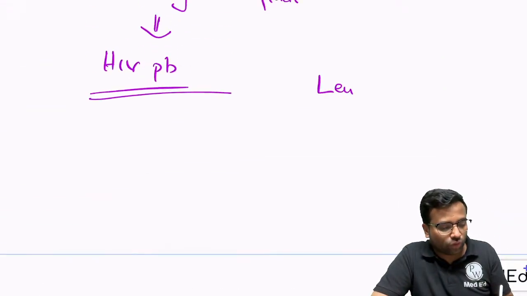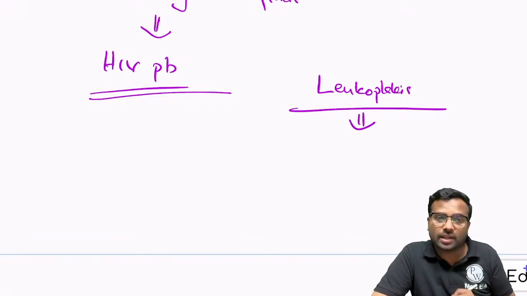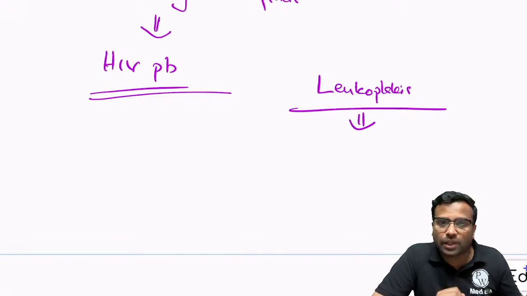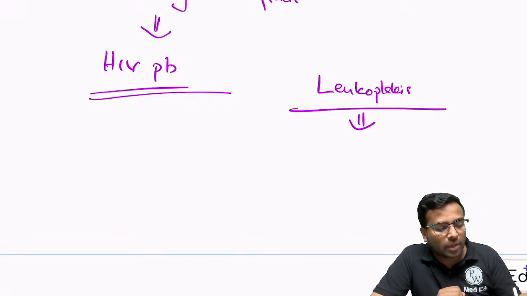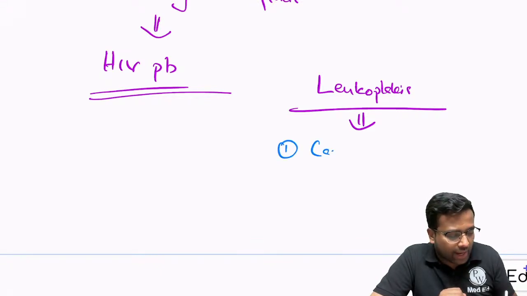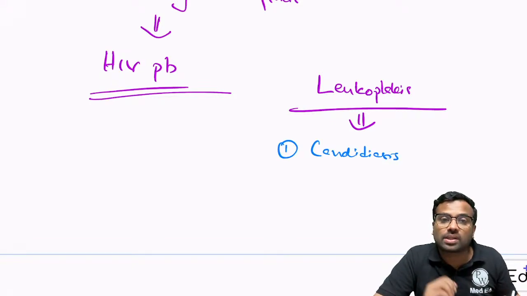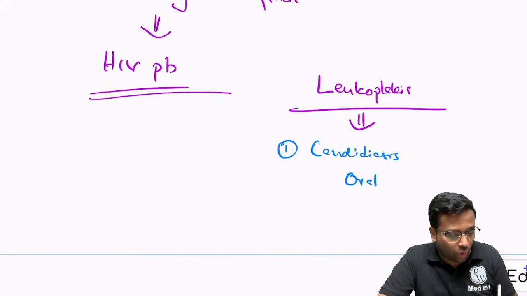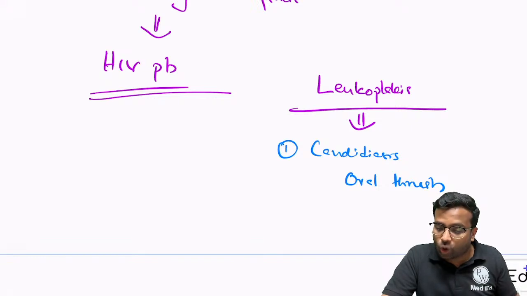So in the cases of leukoplakia, what we can find here is a whitish patch. This whitish patch can be due to various reasons. One is that it can be due to candidiasis. In candidiasis, there is a membranous coating that can be seen over the tongue. This is also called oral thrush. That is going to be one of the differential diagnoses.